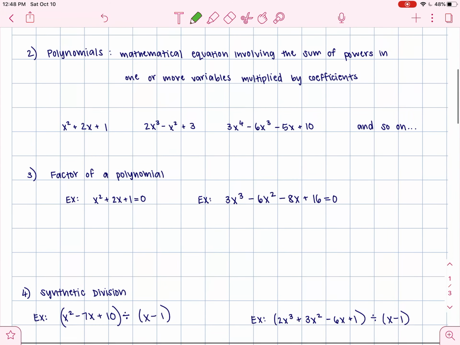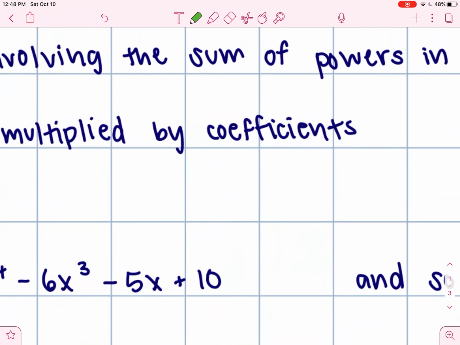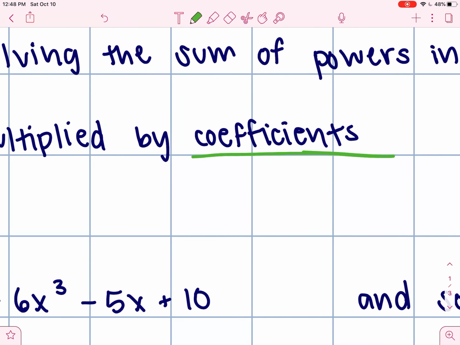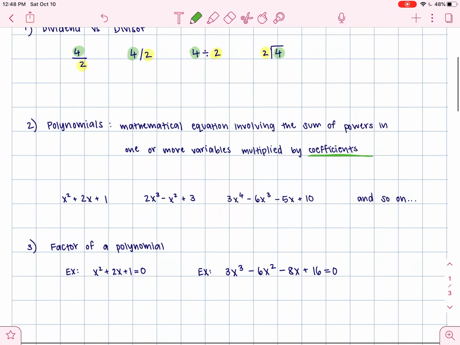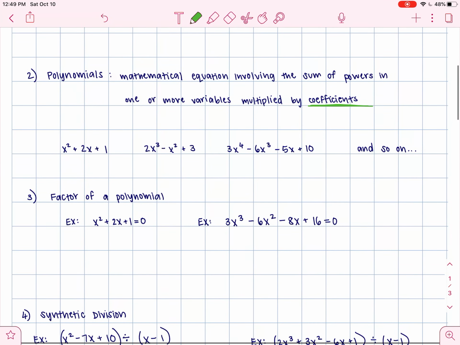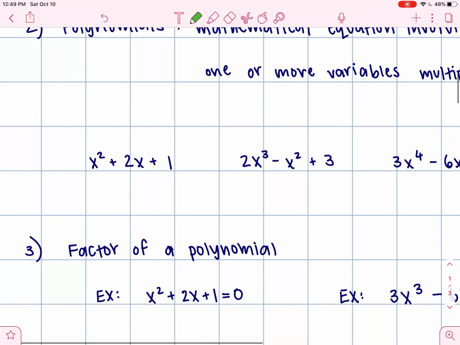So now let's look at polynomials. So what is the definition of a polynomial? It's a mathematical equation involving the sum of powers in one or more variables multiplied by coefficients. Now coefficients are going to be so important in synthetic division. So let's go ahead and look at a couple of the coefficients we see in these examples.